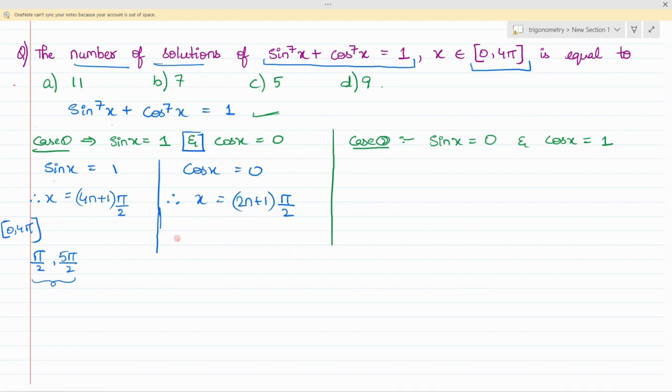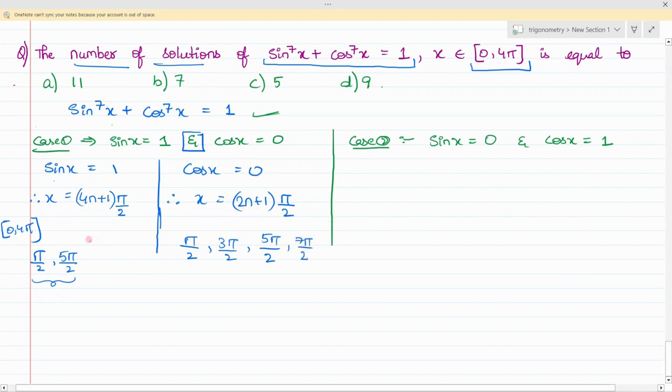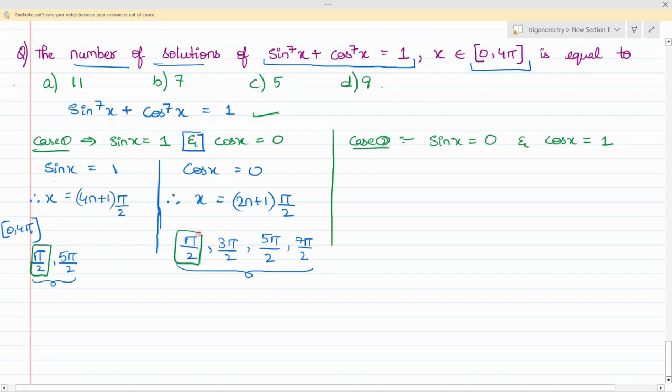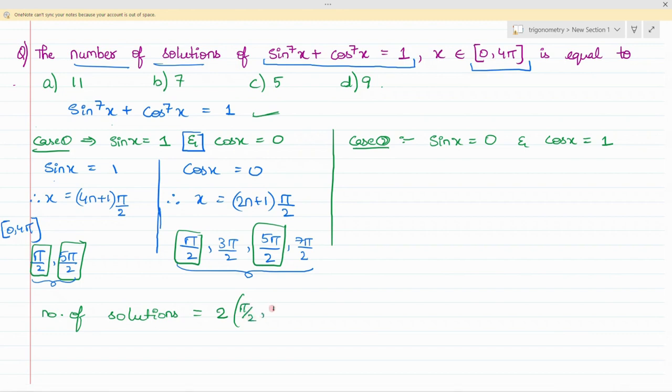Similarly, if you keep n equal to 0 over here, the solution will be pi by 2. If n is 1, 3 pi by 2. If n is 2, 5 pi by 2. If n is 3, 7 pi by 2. If we keep n equal to 4, it comes out of this range. So these are the only four possible solutions of cos x is equal to 0 in the given range. If we take common solutions from these two, pi by 2 is common and 5 pi by 2 is also common. So from case 1, the number of solutions is 2, that is pi by 2 and 5 pi by 2.